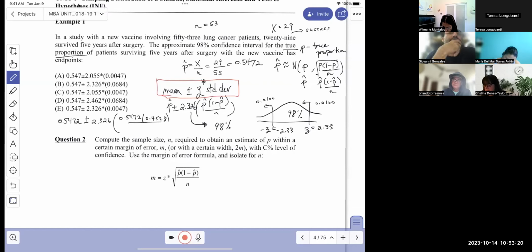I forgot the square root around here, didn't I? You have to have a square root there, or that won't work. And then divided by n. I didn't do it here either. Need to have the square root, because otherwise you have the variance and you want the standard deviation. And n is 53. Don't forget that.